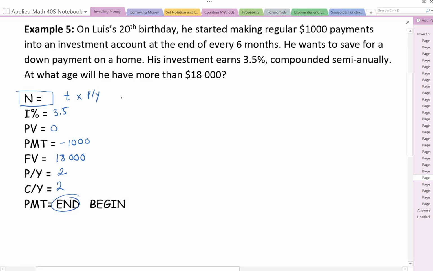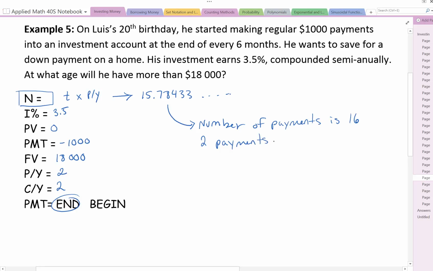Putting all of this in our calculator, we get an n value of 15.78433 and so on. So what does that value actually mean? This means that the number of payments that needs to be made is 16, right? 16 regular 6-month payments. So 16 payments at 2 payments per year, if we do that, 16 divided by 2, we would get our 8 years.